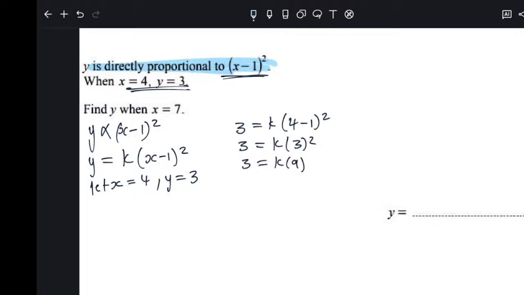You take 9 to the other side, 3 over 9 is equal to k. 3 into 3, 1. Into 9, 3 is equal to k. K is 1/3. So you can now write where there is the equal sign, which is on this stage here. You remove the k, you put 1/3. So you say y is equal to now 1/3 of x minus 1 all squared.